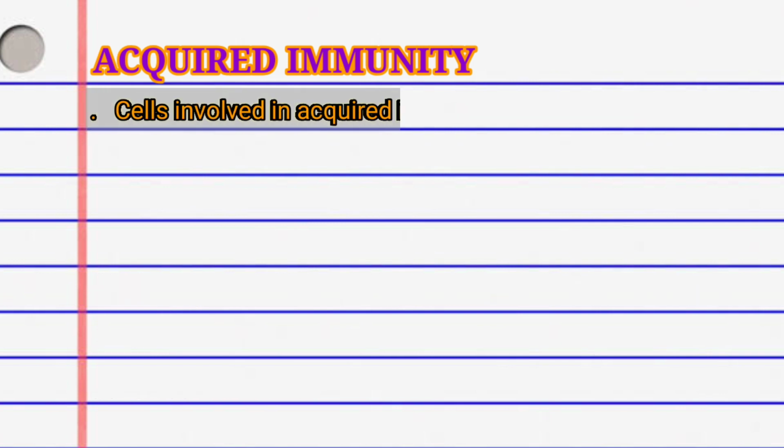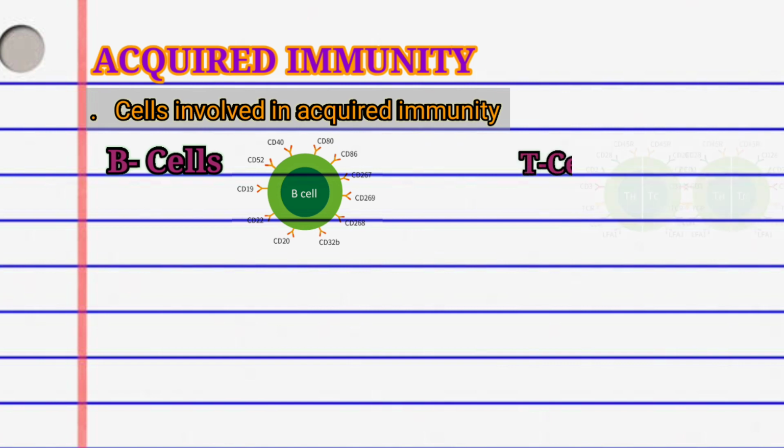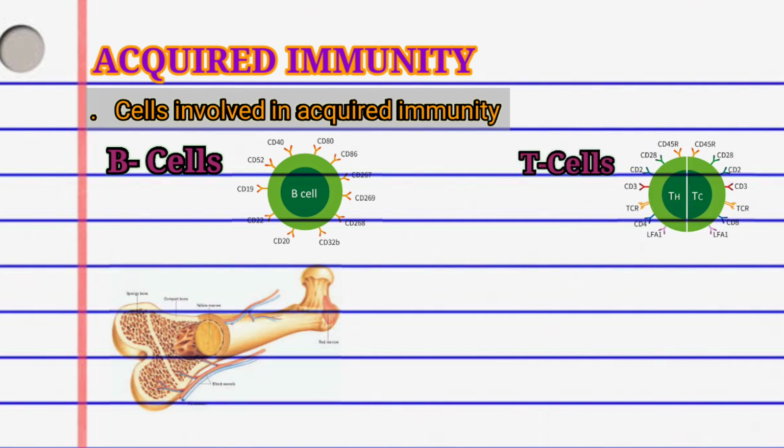Cells involved in acquired immunity. The acquired immunity involves two types of cells, the B cells and the T cells. B cells. B cells develop in the bone marrow. These cells are activated on their encounter with the foreign agents. These foreign particles act as foreign markers.